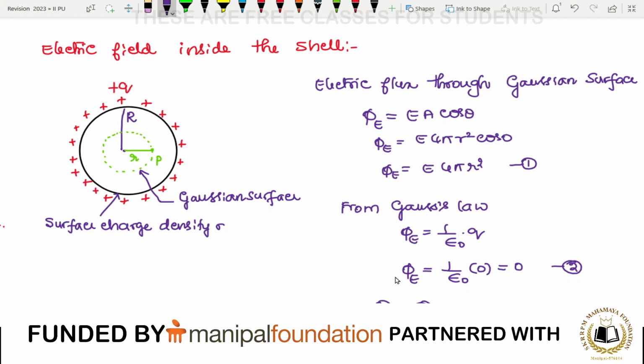Electric field inside the spherical shell, electric flux through the Gaussian surface: phi is E into 4 pi r square cos 0. So phi is E into 4 pi r square. From Gauss law, phi is 1 by epsilon naught times Q. Q value is 0, there is no charge present inside the spherical shell. Therefore, the answer is 0.